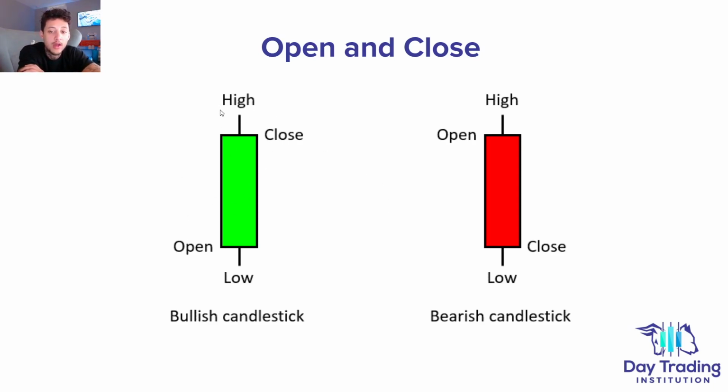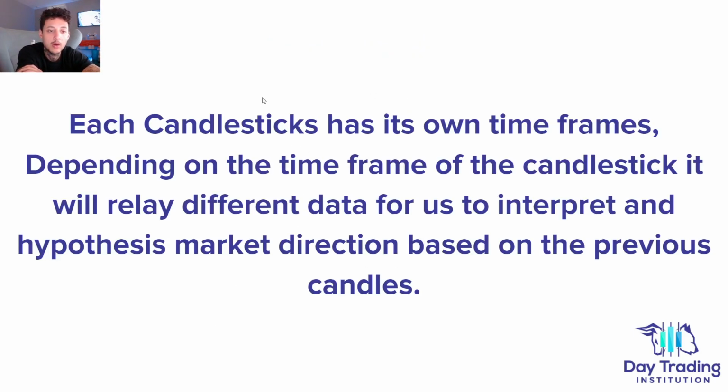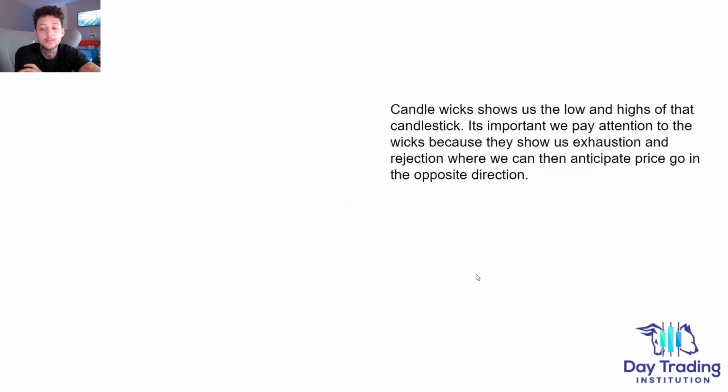So again, we have the high and we have the low of the candlestick. Now, obviously, this is going to be the low because it is the lowest portion of the wick, right? When it comes down to the low itself, anything under the open is going to be considered a low. Anything above the open is going to be considered a high. Now, each candlestick has its own time frame. Depending on the time frame of the candlestick, it will relay different data for us to interpret and hypothesize market direction based on the previous candlesticks.